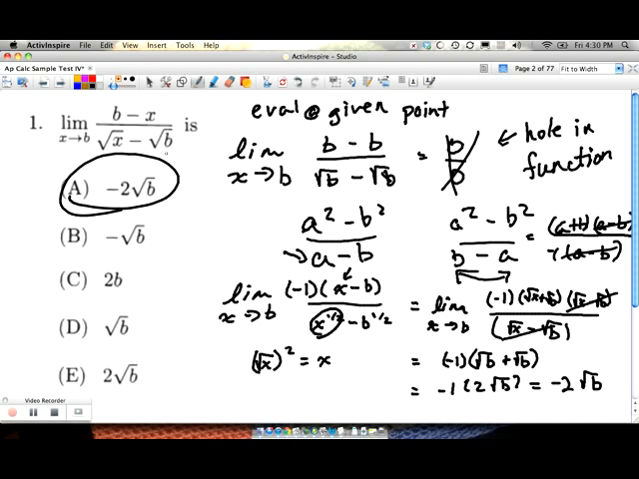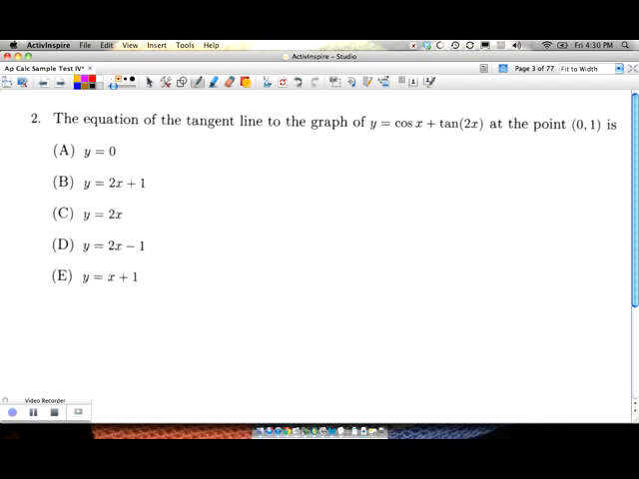Bam! Number 1 equals a. 8 more and we're done with this video. The equation of the tangent line. Hit the brakes. y minus y1 equals m times x minus x1. Whenever we're looking at a tangent line, it's always good to be thinking of this. Why? It just keeps it simple.